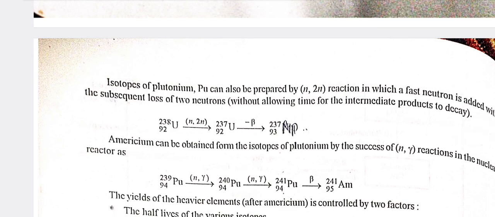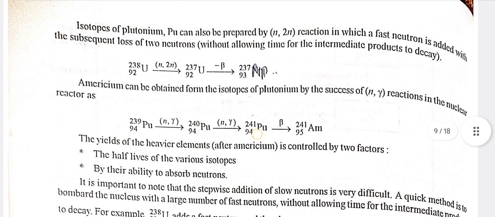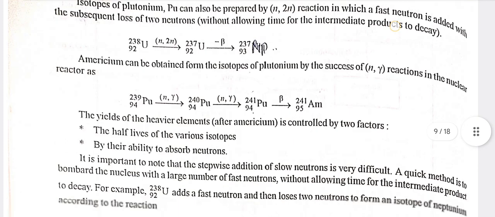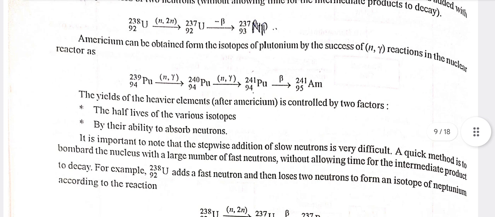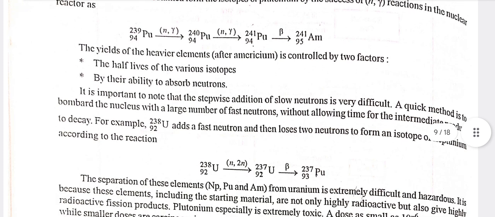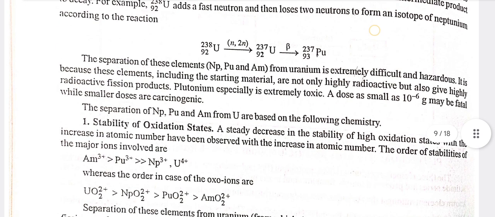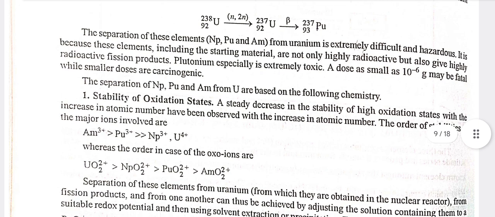Isotopes of plutonium can also be prepared by an (n,2n) reaction, in which a fast neutron is added with the subsequent loss of two neutrons without allowing time for the intermediate products to decay. The yields of the heavier elements are controlled by two factors: the half-lives of the various isotopes and their ability to absorb neutrons. The separation of these elements from uranium is extremely difficult and hazardous.